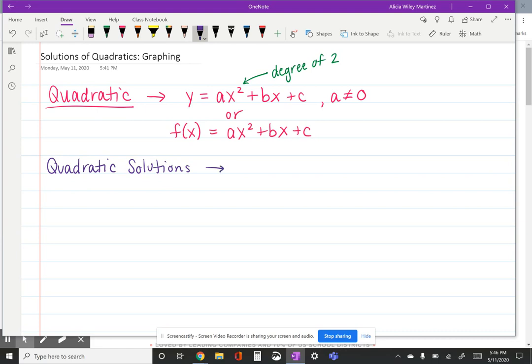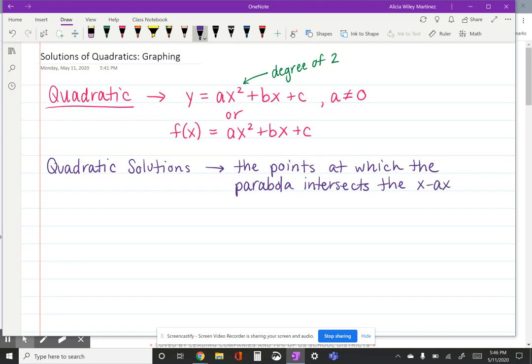So quadratic solutions by definition here are the points at which the parabola intersects the x-axis. Now that definition might sound familiar.